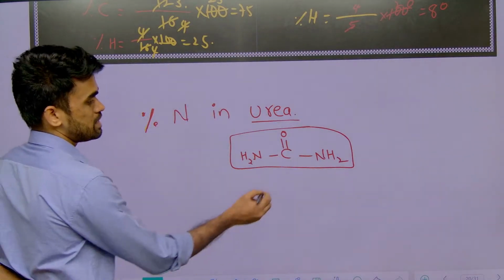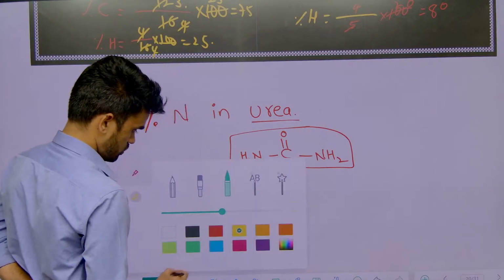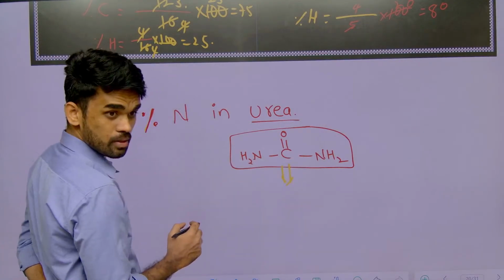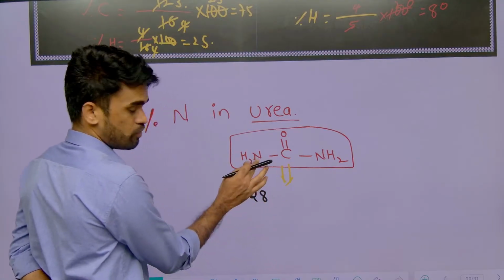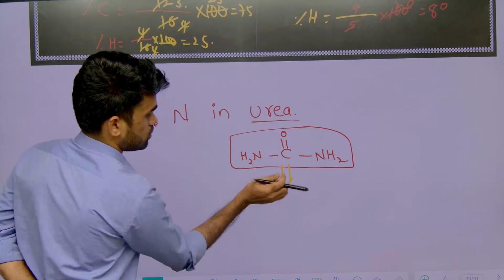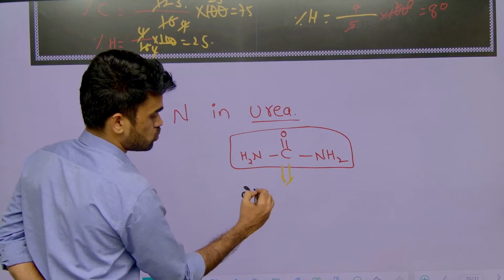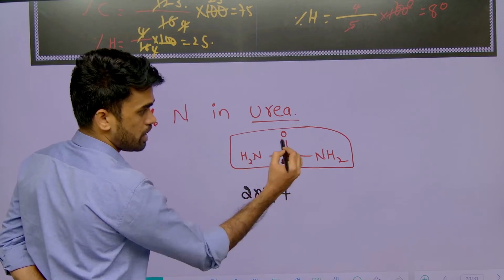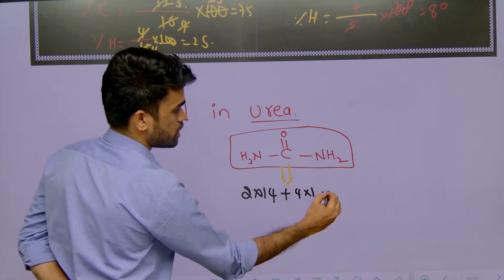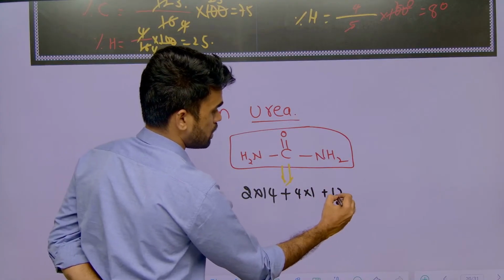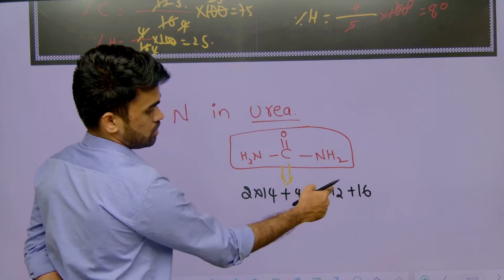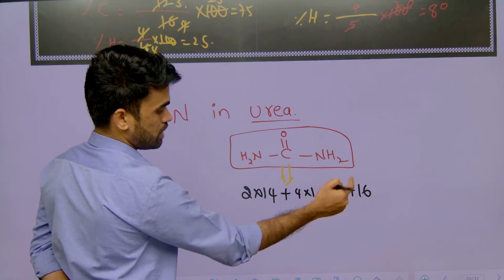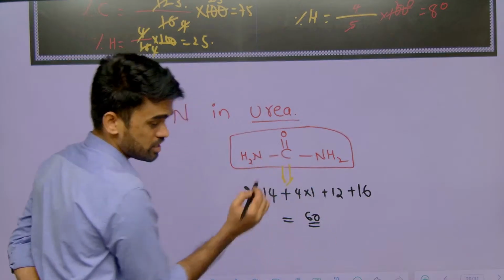So tell me, what is its mass? 60. So 2 nitrogens, 28, like 14 for each. How many nitrogens? 2. Each one is 14. How many hydrogens? 4. Each one is 1, plus 1 carbon, 12, plus 1 oxygen, 16. So it is 28 plus 4 plus 12. So it will be total 60.